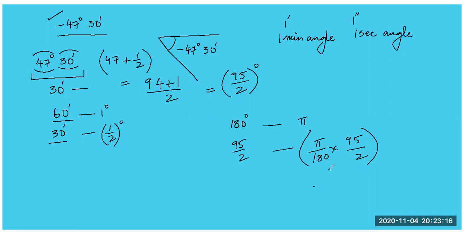And once you get this in radians, what will be your answer? Your answer will be 95 pi divided by 180 into 2, which is 360 radian. And what will you attach here? This was minus. You just attach minus. This is the answer. Okay. So I am going a little bit fast.